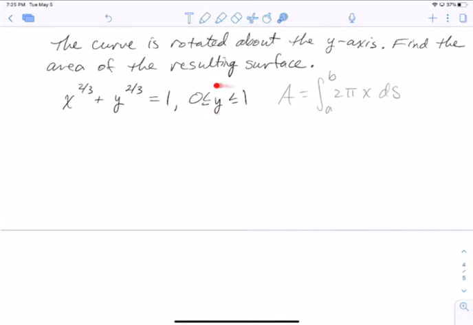Ordinarily, when I see y goes from 0 to 1, I'm thinking I'm going to use a dy. But in this case, we're not going to. I'll tell you why after we do our work. We're going to go in terms of x, but I need to show you a picture of what this curve looks like. As you can see from the equation, x and y max out at 1.